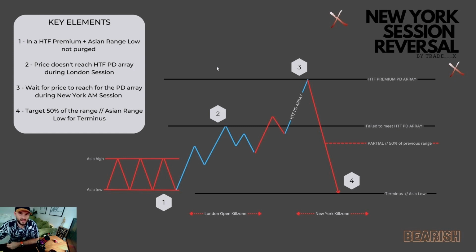The second thing we need to understand is where we sit in terms of price on the wider, higher time frames. Are we in a premium? Are we in a discount? Is price searching for a higher time frame PD array? All of these things we'll go through in detail in a minute, but these are points that you need to reference when forming the New York session reversal.